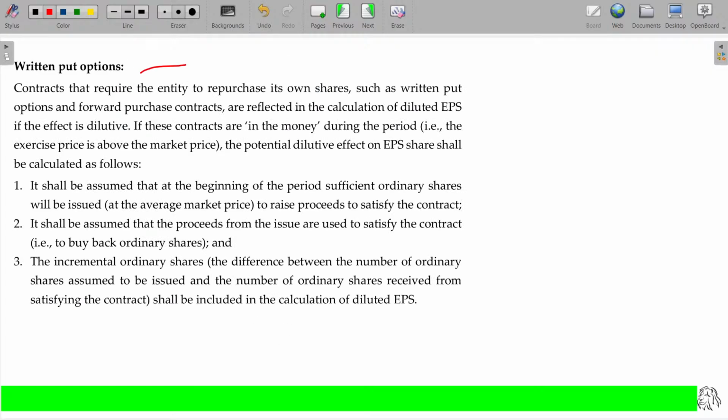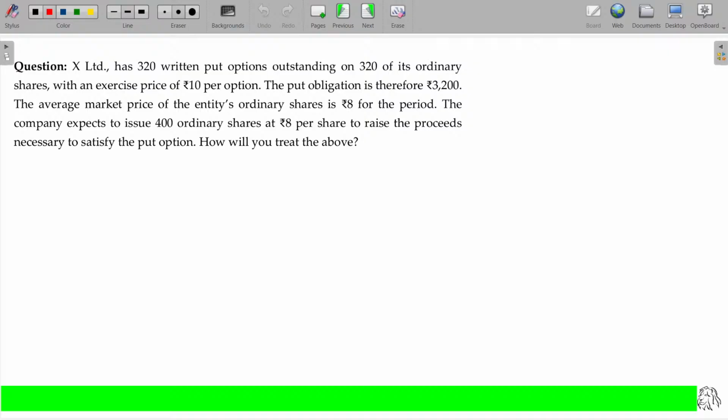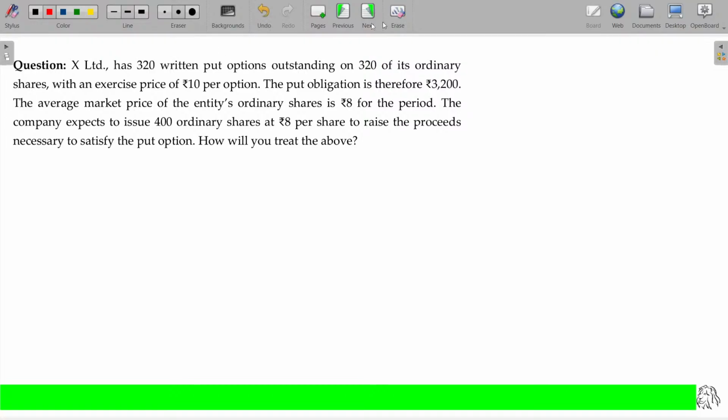Similarly, we have been given the written put options also. Now, I think this put option is not required for your level. You can skip this.